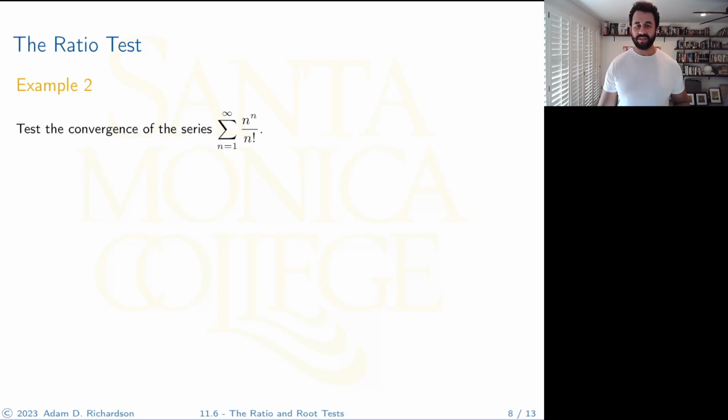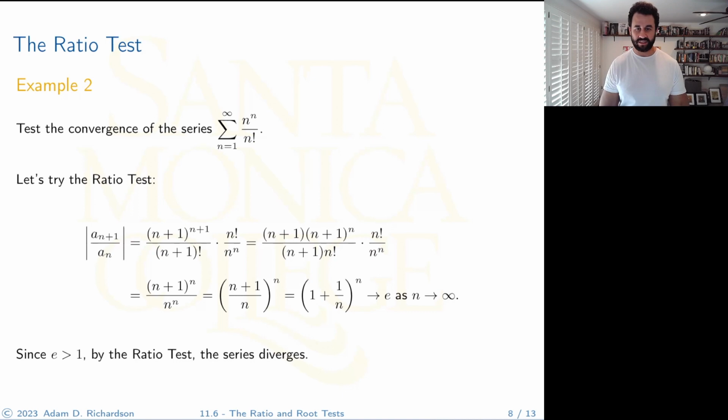Okay, here we go. So, first thing that I notice about this series is it's got a lot of products in the summand. We've got n to the n, we've got n factorial, lots of stuff being multiplied. Let's try the ratio test. Maybe we'll get lucky. So here's the calculation for the ratio test.